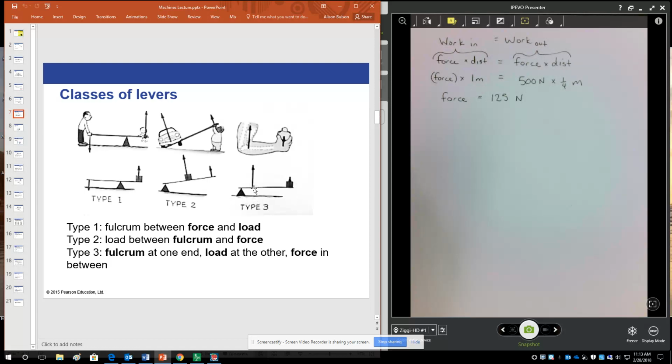So type 1 has the fulcrum between the force and the load. Type 2 has the load between the fulcrum and the force. And type 3 has the fulcrum at one end, load at the other, and force in between. Type 3 we'll only concentrate on in terms of the skeletal system and how our bones and muscles interact.